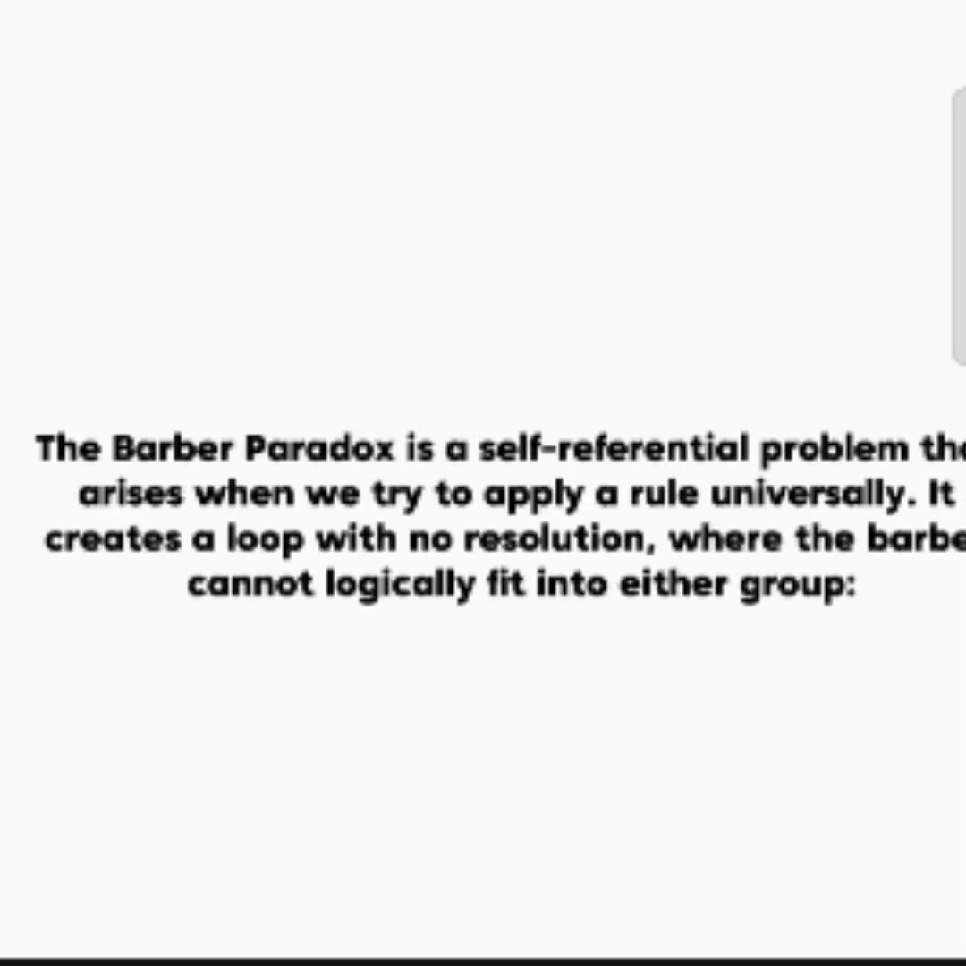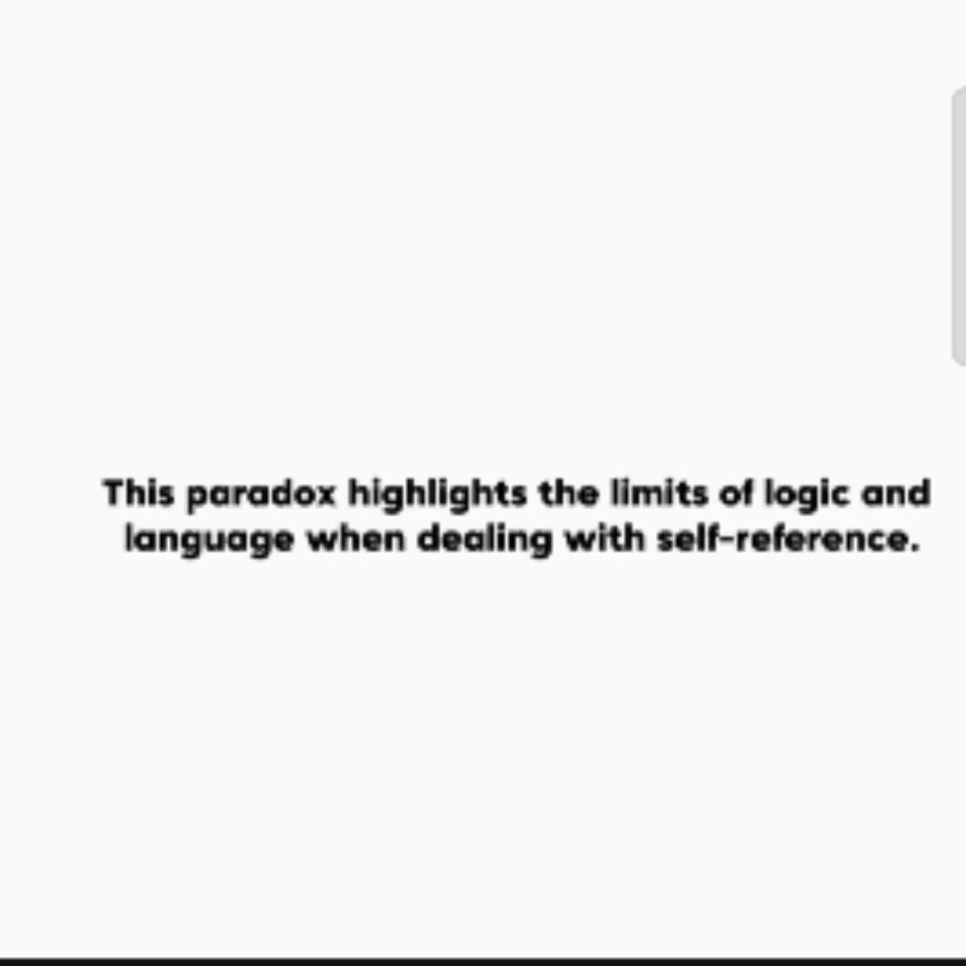Why it's a paradox. The barber paradox is a self-referential problem that arises when we try to apply a rule universally. It creates a loop with no resolution, where the barber cannot logically fit into either group. He can't shave himself, and he can't not shave himself. This paradox highlights the limits of logic and language when dealing with self-reference.